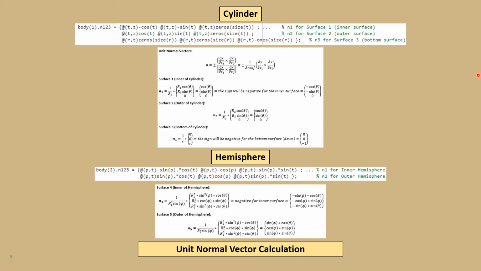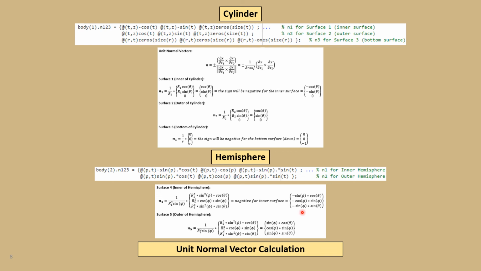Finally, I'd like to highlight the definition of my unit normal vectors for all of my different exposed surfaces. In the top equation, you can see the definition of the unit normal vector, and all of that information I've calculated previously, like the area Jacobian and the cross product of the derivatives. For my inner surface, I got a normal vector of negative cosine theta, negative sine theta, 0, and a positive equivalent for the outside surface of the cylinder, and then 0, 0, negative 1 for the bottom surface of the cylinder since it's oriented downwards.